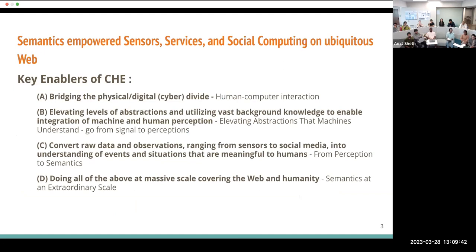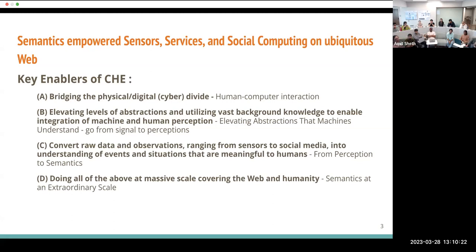All right, so semantics empowered sensors, services, and social computing on ubiquitous web. The key enablers of CHE are, as we said, so the first part is going to be bridging the physical versus digital divide, a cyber divide. So basically that encompasses the human-computer interaction, following which we want to talk about levels of abstraction and background knowledge, which is something that is close to all of our heart, we have extensive discussions on this.